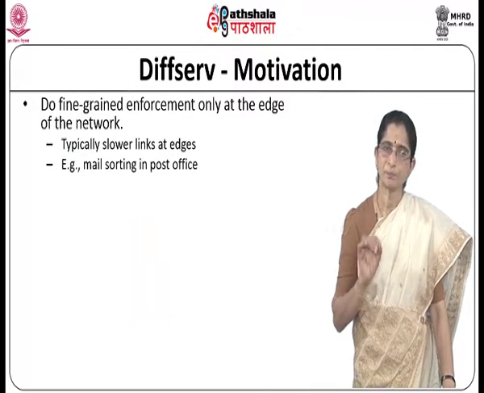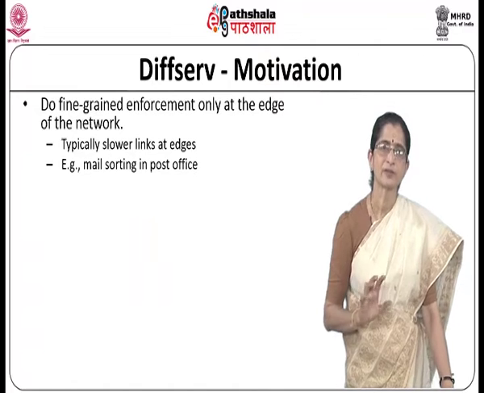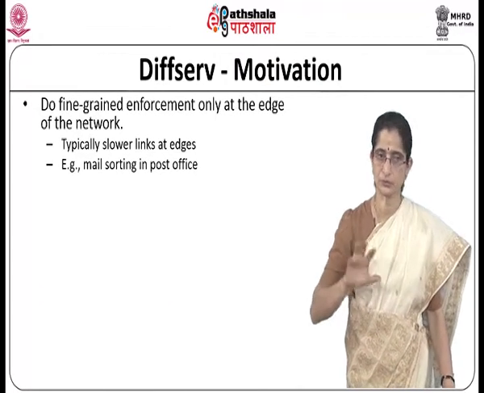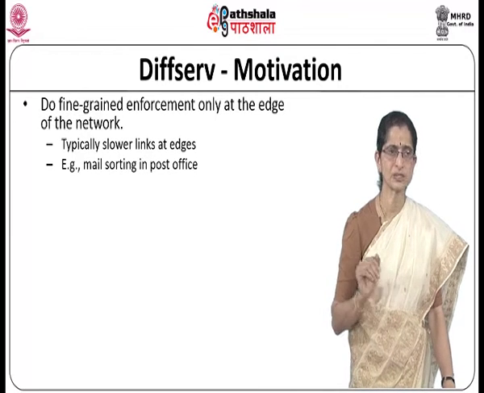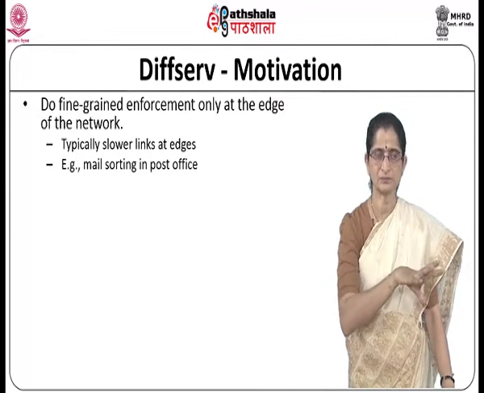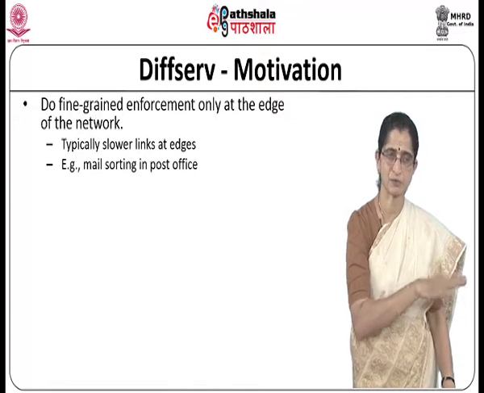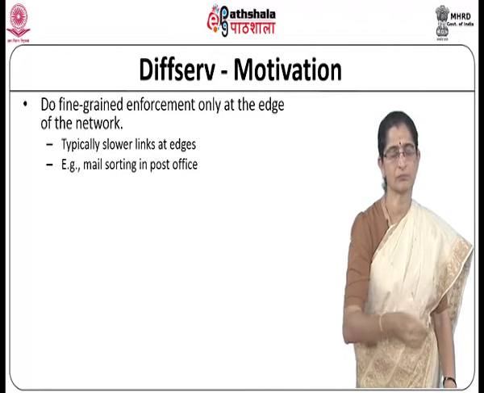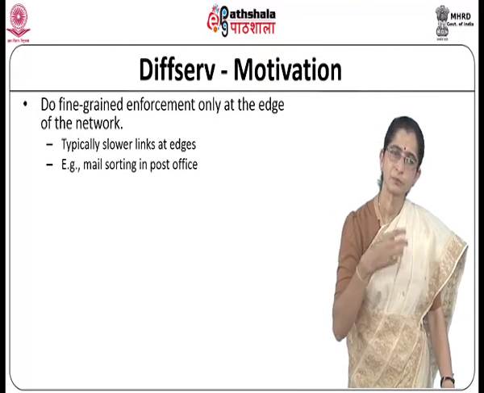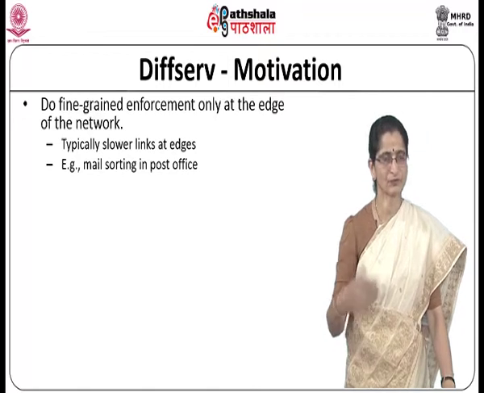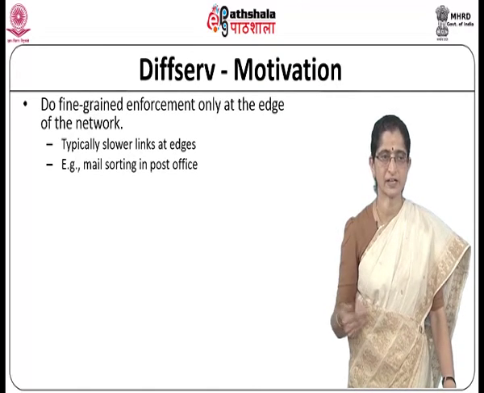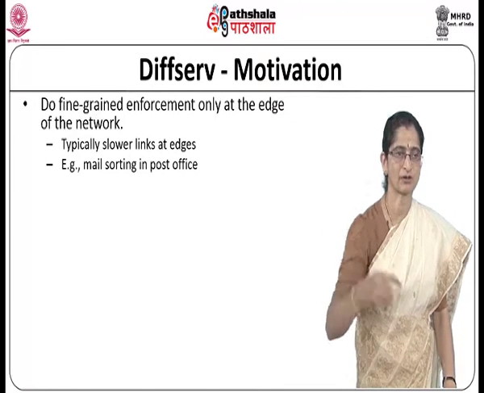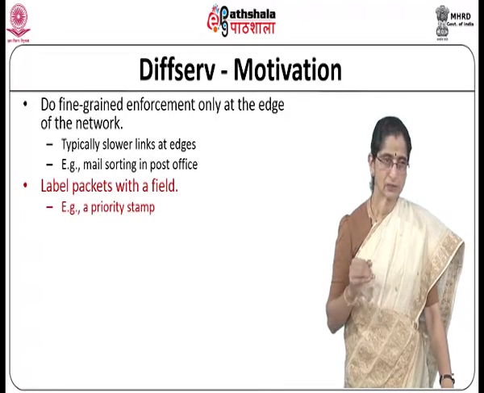The basic motivation for diff-serve is that whatever fine-grained enforcement you want to do, you do it only at the edge of the network, not at the core. Why can we afford to do this? It is because typically things are happening a little slower at the edges, because they are connected to slower links. So, you can afford to do per flow processing of the packets that are coming in there. It is like mail sorting in a post office, where every mail is taken, sorted, and so on. This is the first thing.